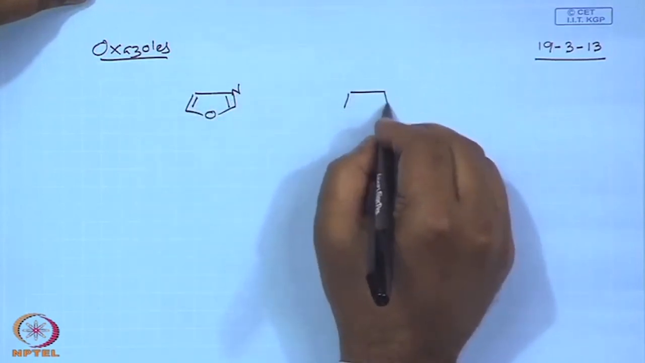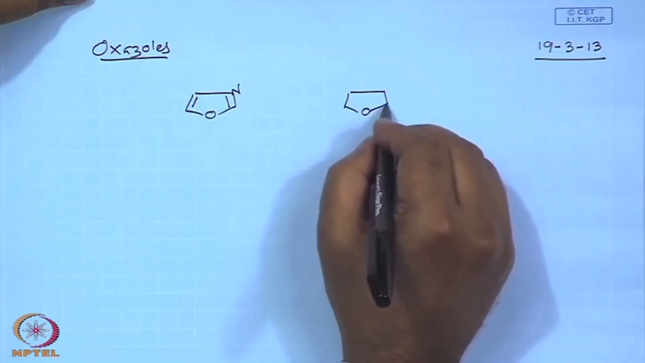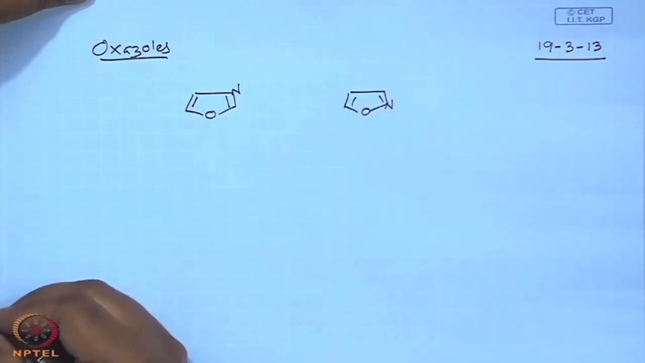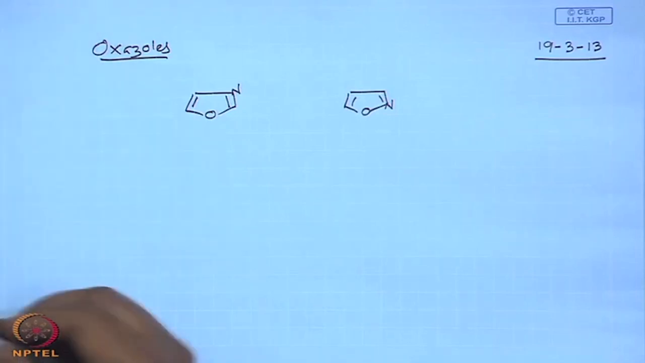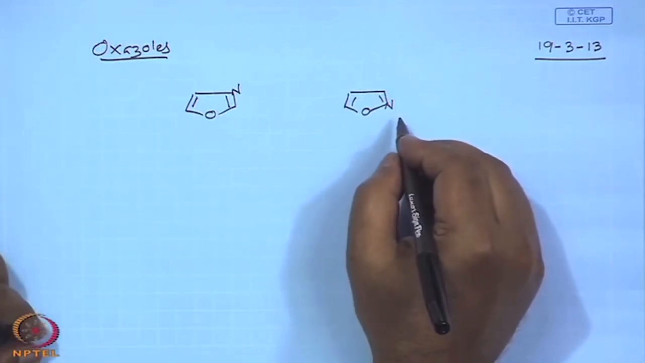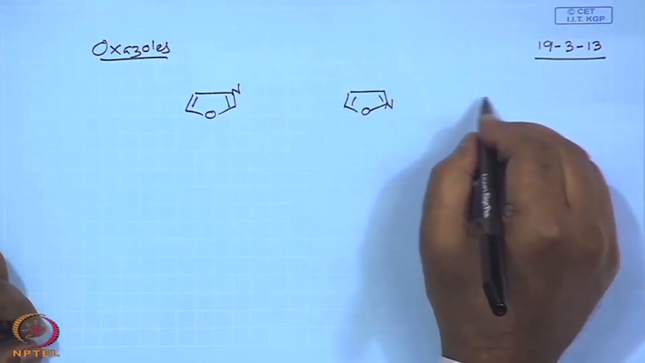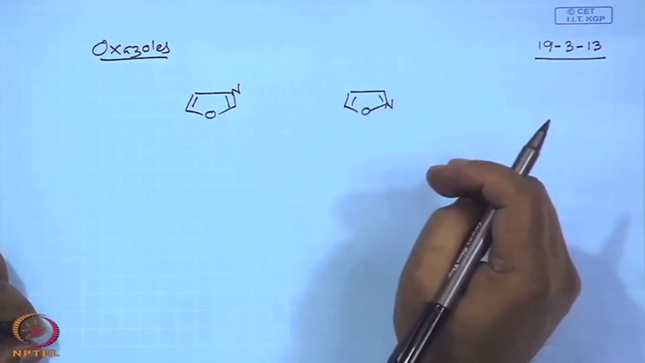So when you talk about oxazoles, it would appear like this. Basically, nitrogen and oxygen are side by side. So this is known as isoxazole. Like imidazole, imidazole will have 1,3 dinitrogen; 1,2 dinitrogen is not isoimidazole, it should be pyrazole. But if you have sulfur and nitrogen together, that is also known as isothiazole. So for imidazole systems, you do not have any isoimidazoles.